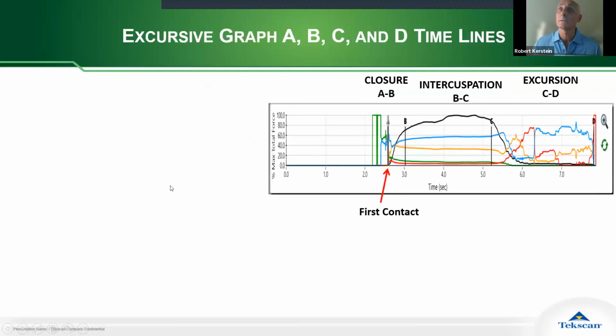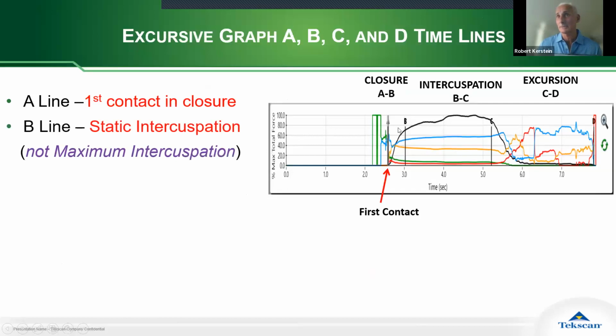Now the timelines, the vertical lines, A, B, C, and D, they're important in an excursive graph as well. A, again, is first contact. You see the total force line rises from there. B is static intercuspation. Now, this B is not in the right place, and I'm going to explain to you why that is. It actually belongs here, where the rise in force begins to slow down. And that's important because that changes the occlusion time, which we'll show you in a second.